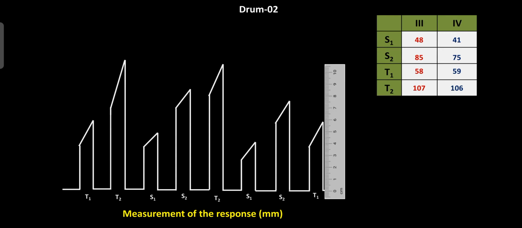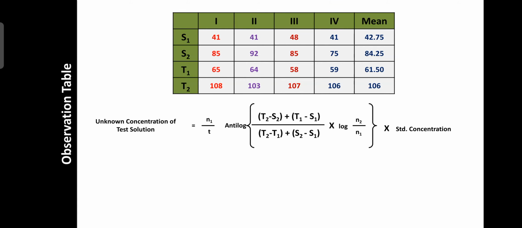After that, all the data are tabulated in the observation table and we calculate the mean of S1, S2, T1, T2. For example, for S1: first response 41 plus second response 41 plus third response 48 plus fourth response 41, divided by 4, we got 42.7. Like that, S2 mean was 84.25, T1 mean was 61.50 and T2 mean was 106.